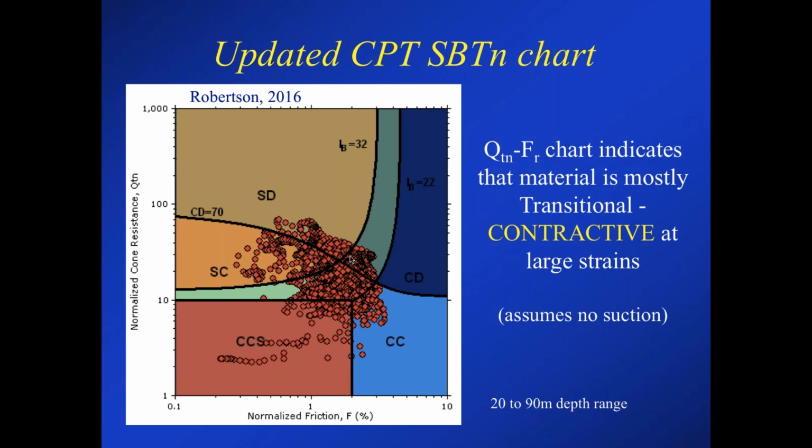Next question. Has anyone looked at predicting compressibility from CPT or shear wave velocity in partially saturated tailings? The answer is probably not.